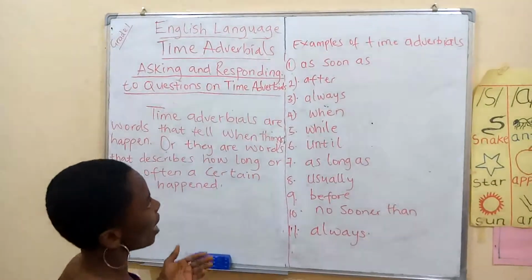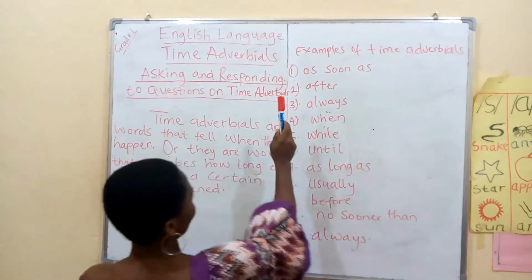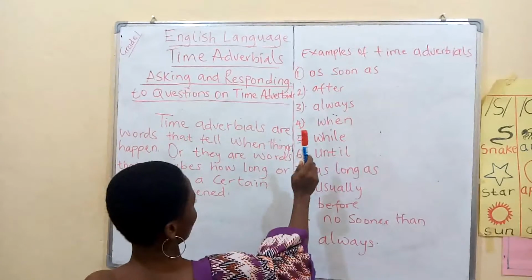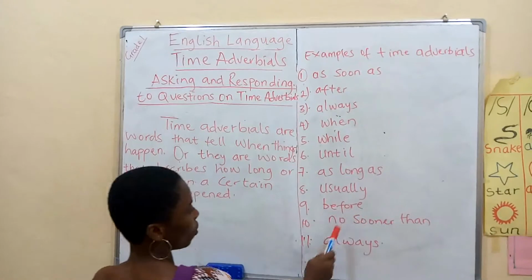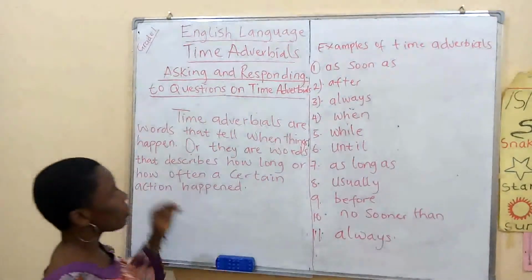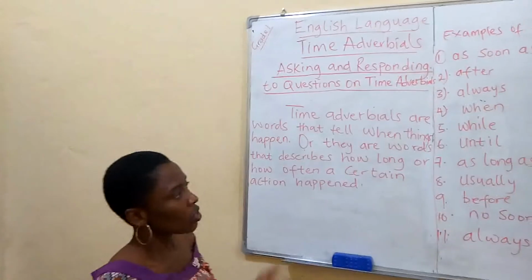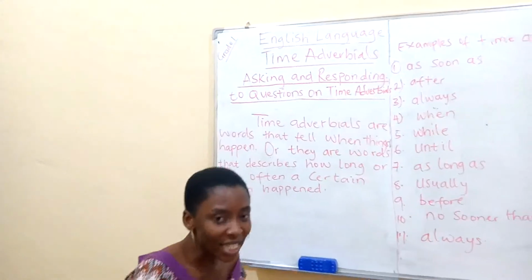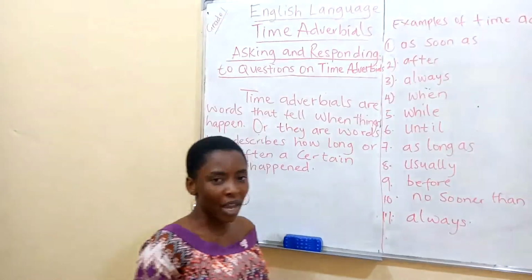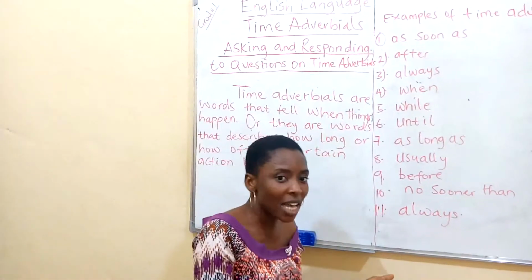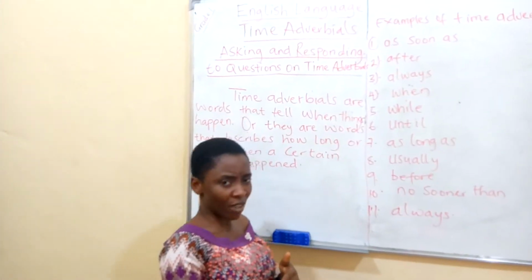Examples are here on the board. We have: as soon as, after, always, when, while, until, as long as, usually, before, no sooner than. Remember that time adverbials are words that tell when things happen. So, after. When did I eat? After what? After something. When did she go to school? After. It tells you after when an event took place.